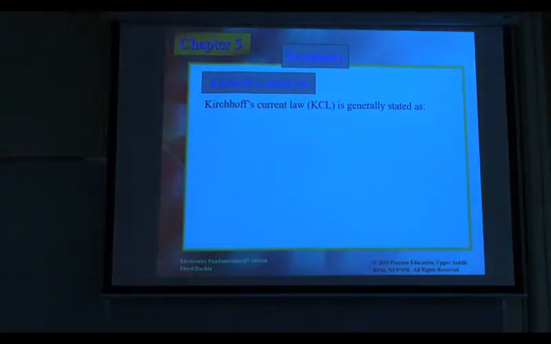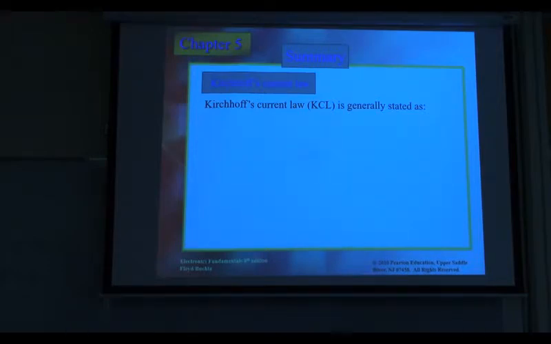Alright, next one, Kirchhoff's current law. Anyone want to tell me what Kirchhoff's current law is, before we even know what KCL is? It all equals 0. All the current adds up together to equal 0. What current? In the parallel circuit.